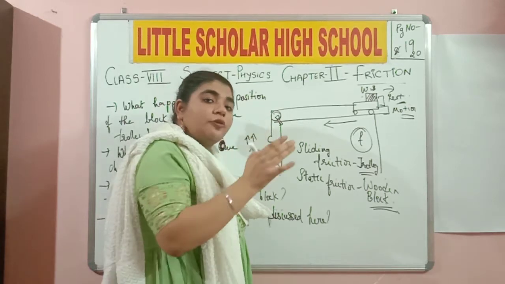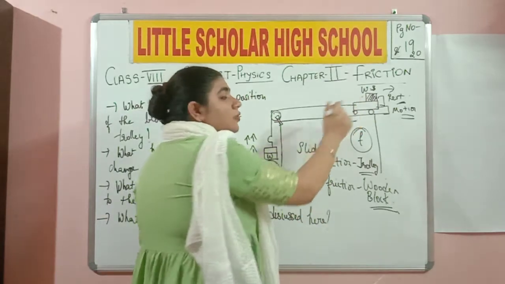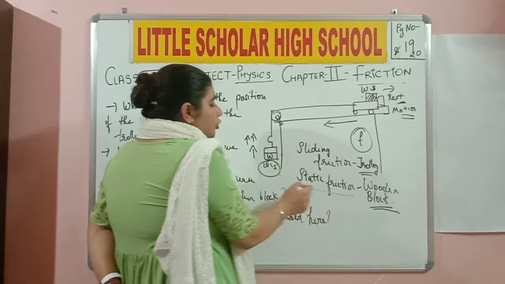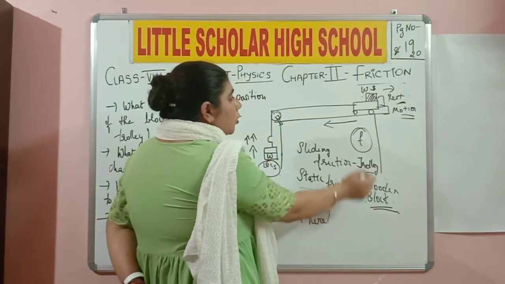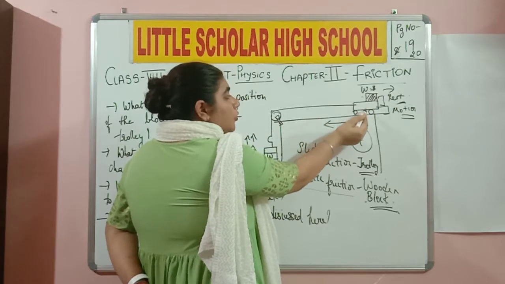But what was the friction experienced by the wooden block when it was placed on the trolley? It is the static friction experienced by the wooden block when it is kept on the trolley because it is at rest with respect to the trolley.